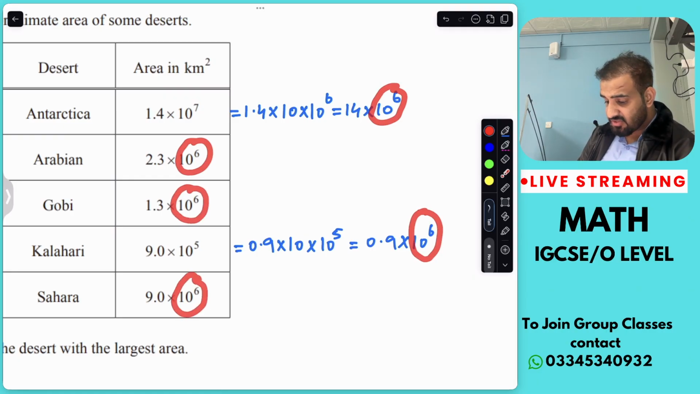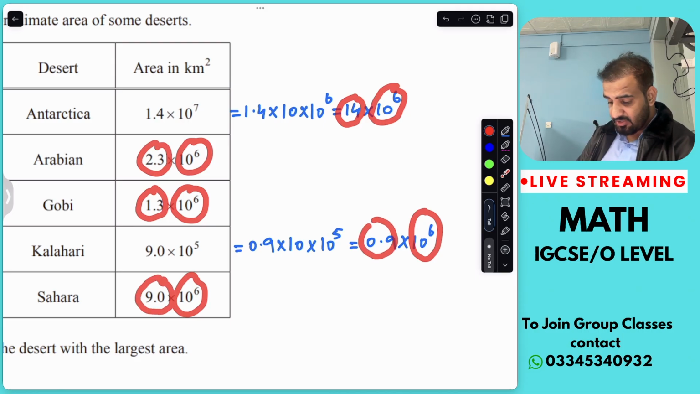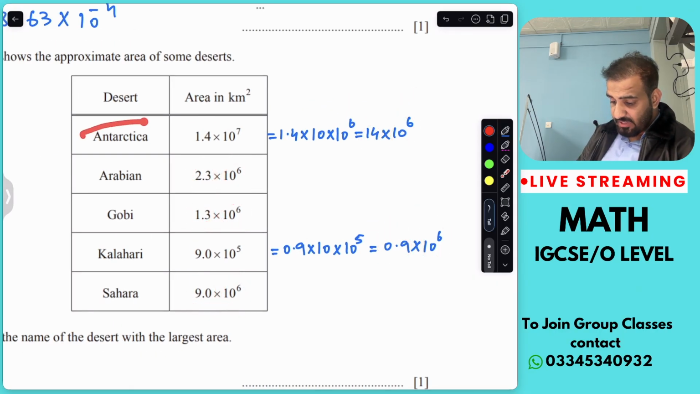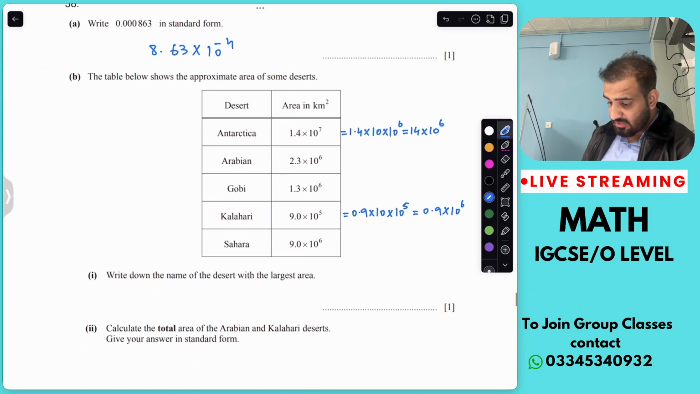So who has the largest value with 10 raised to power 6? 14, 2.3, 1.3, 0.9, 9.0. Which one is the largest value? 14. And which one is the smallest value? 0.9. So largest area is for Antarctica and the smallest area is for the desert Kalahari. But they're asking about the largest area, so you will write Antarctica.